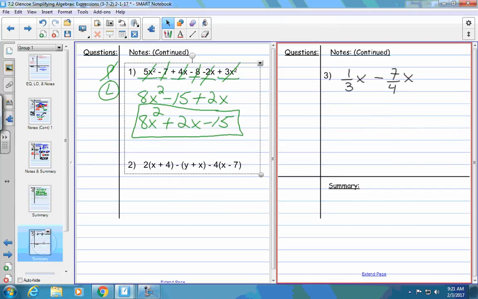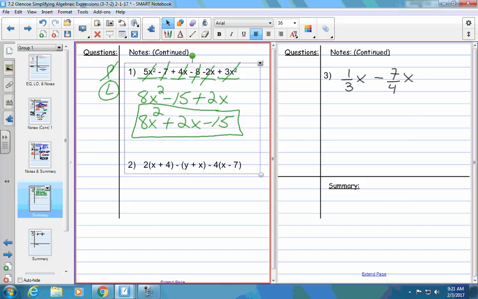So that's our video lesson today on how to simplify algebraic expressions. Please make sure you've copied down question 2 here, as well as question 3 on the next page there. If you have any questions, write them in the question column and ask them in class.